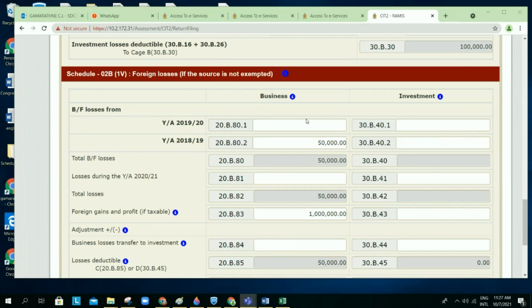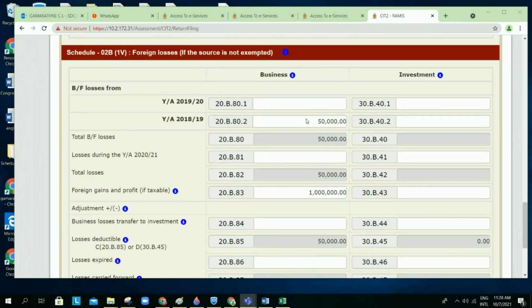Okay, then for the business act provisions, we have developed the schedule 2B by maintaining the 4 subschedules. Okay, and I would also like to mention a small thing.